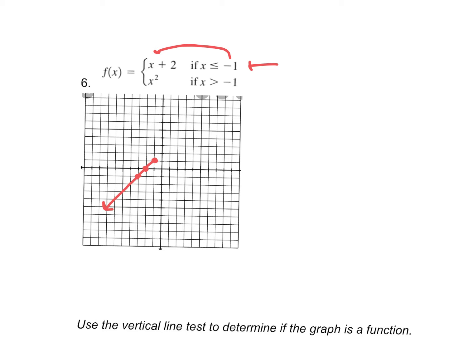The second part, again, plug in negative 1 for the x squared. Negative 1 squared is positive 1, so negative 1, 1, which is, I already have a point there. It should be an empty circle here, but it's already a filled-in circle, so I'm not going to worry about that.